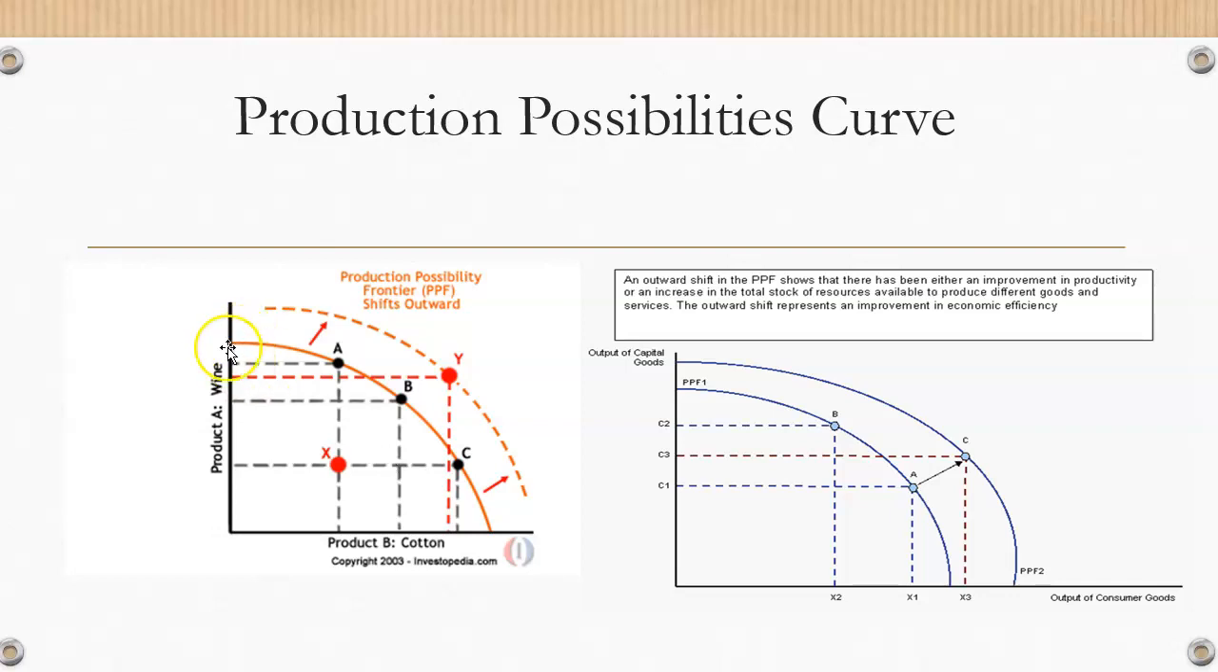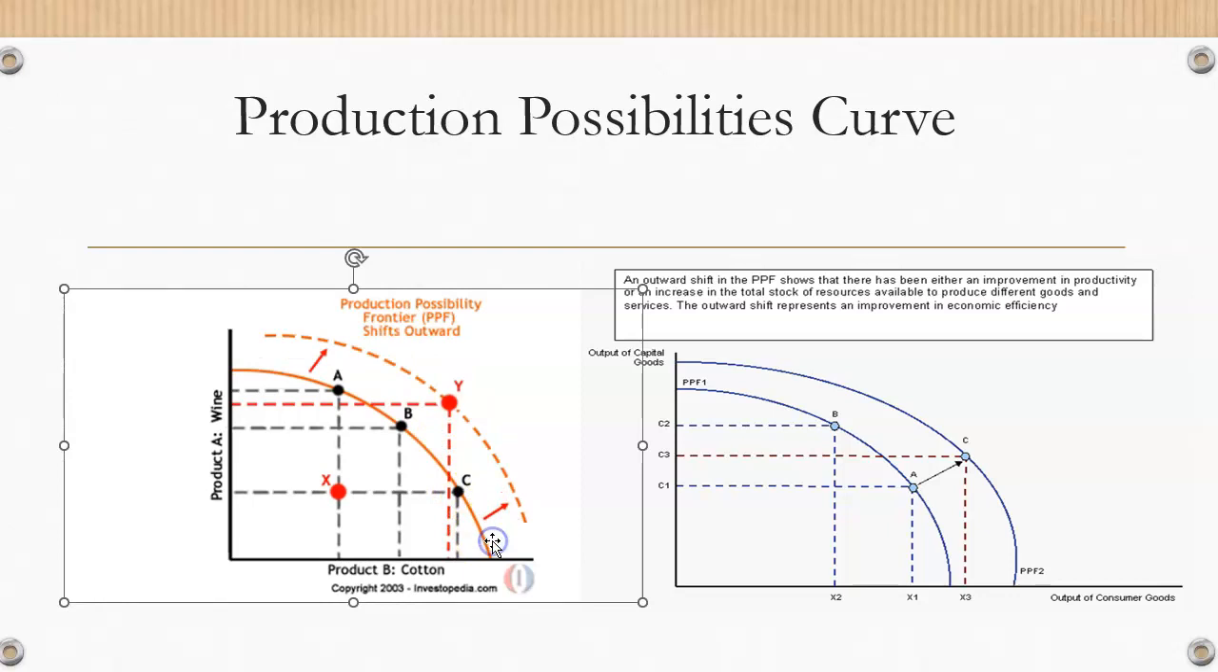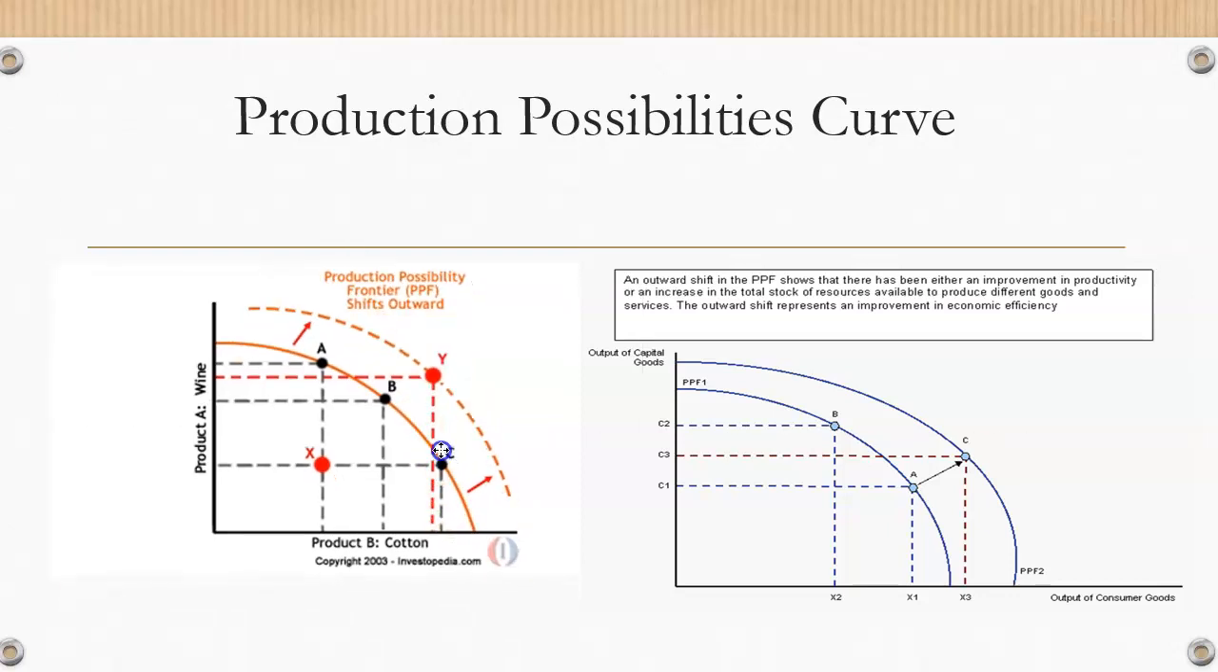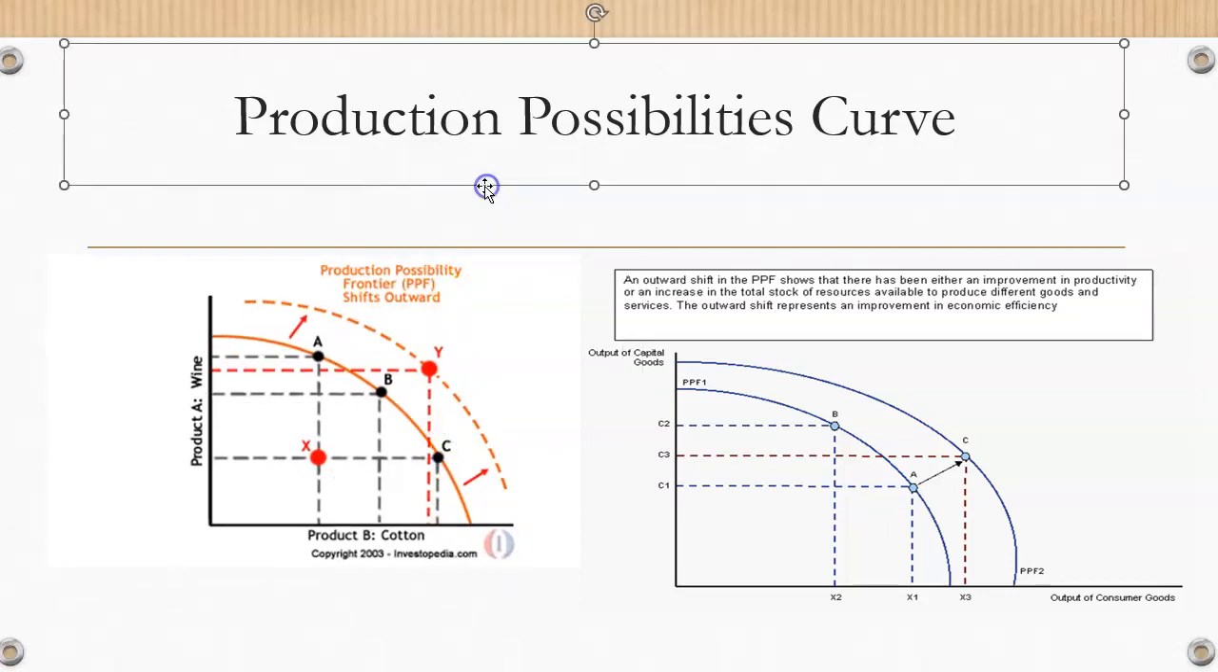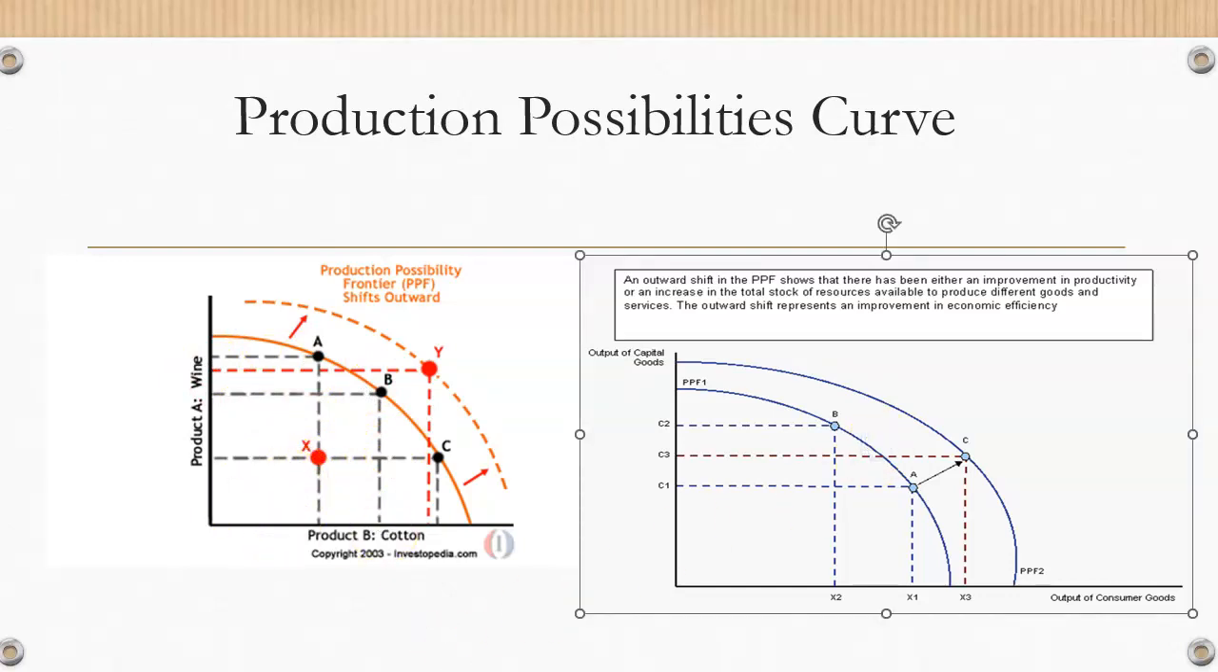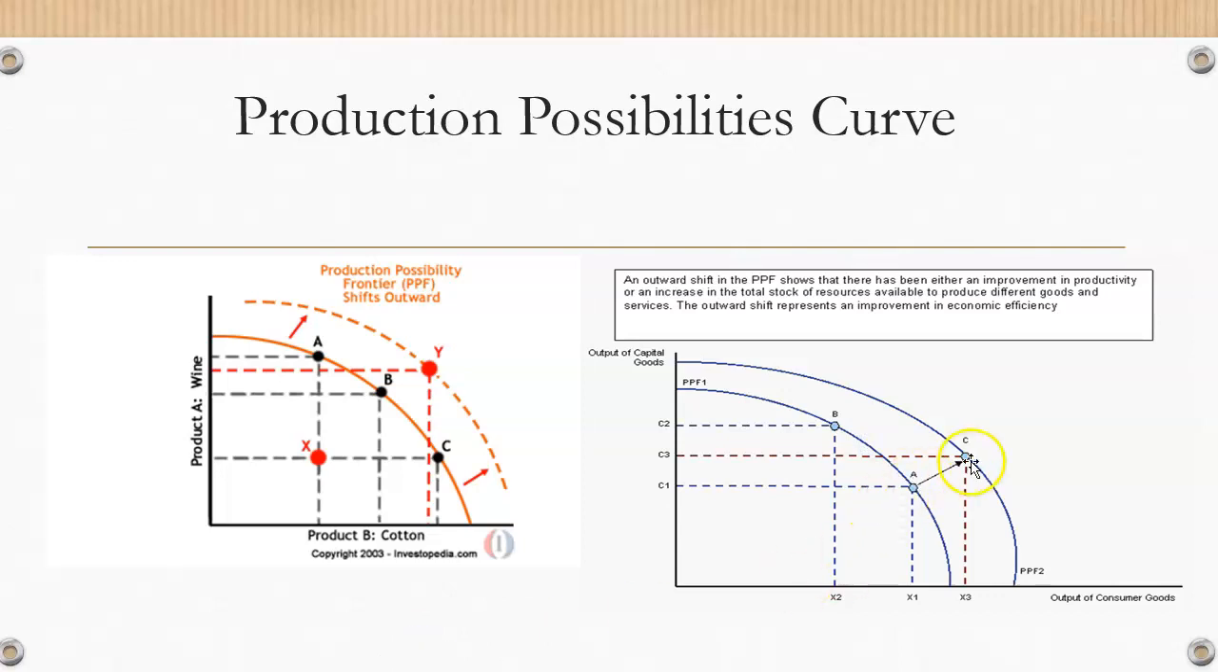So think of the PPC as the maximum capacity and all the possible combinations. And think of outside as unattainable. Anything on the inside, any combination is possible. So here, this is a graph that's basically showing the outward shift of a PPC. So you see how this nation is showing you actually that both have increased.